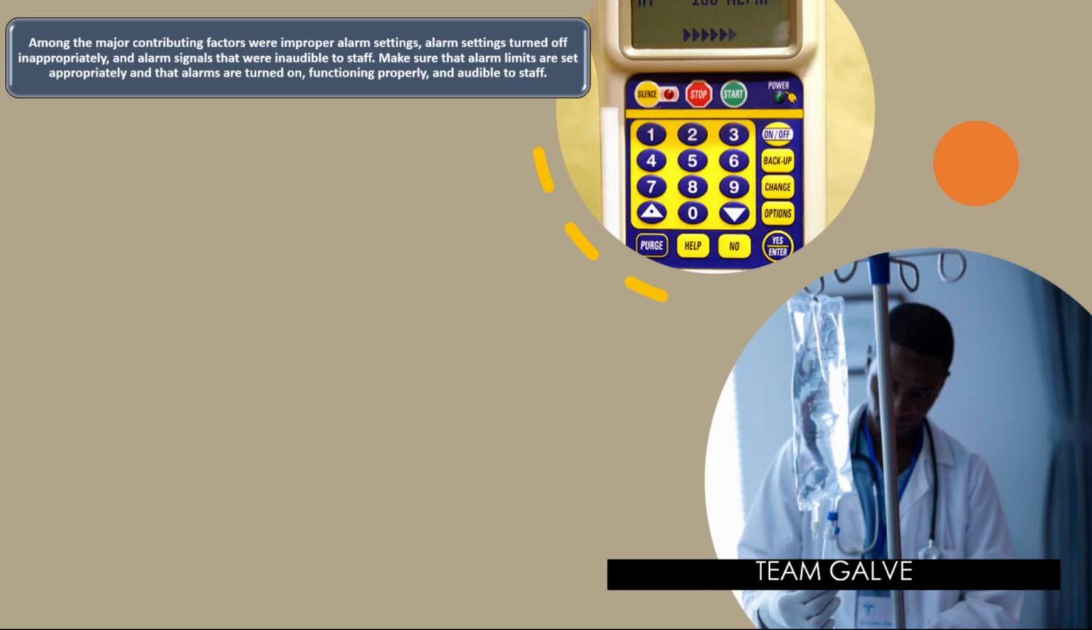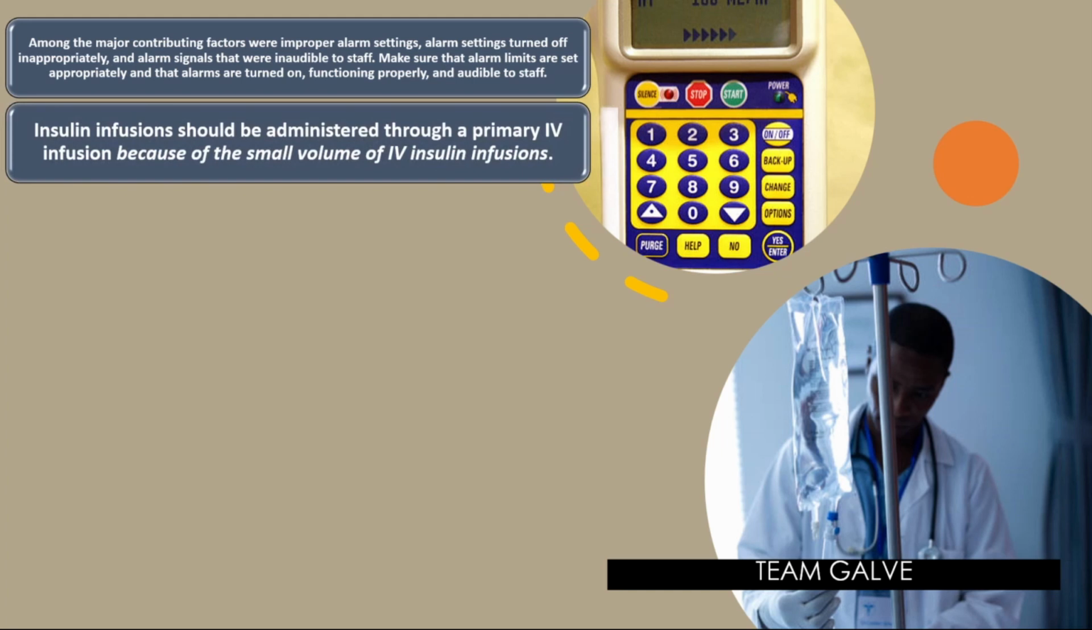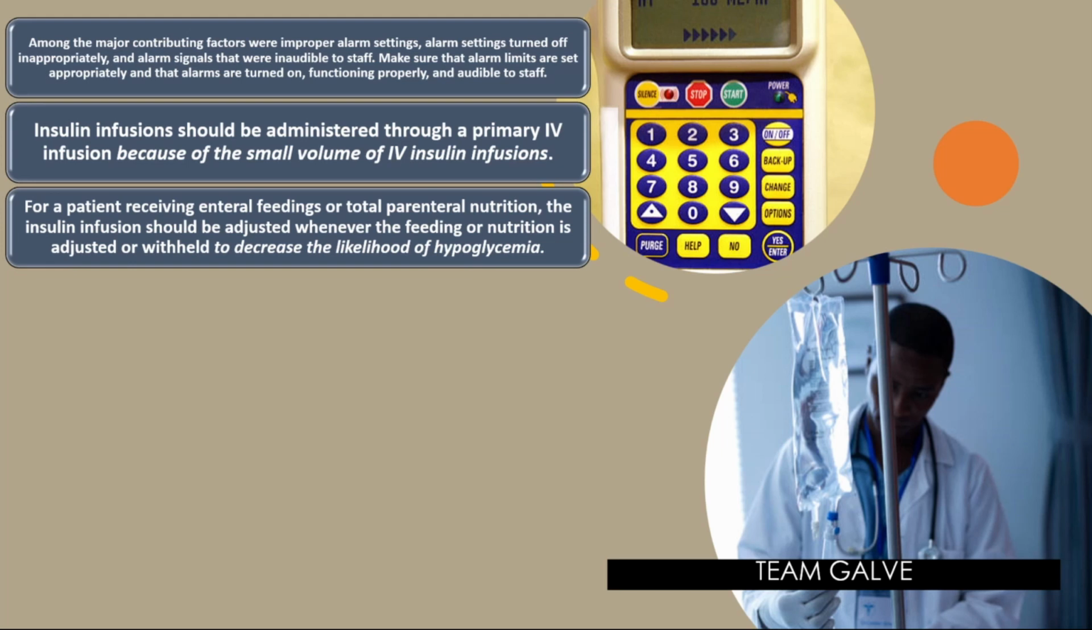Alright, next. Insulin infusion should be administered through the primary IV infusion because of the small volume of IV insulin infusions. For a patient receiving enteral feedings or total parenteral nutrition or TPN, the insulin infusion should be adjusted whenever the feeding or nutrition is adjusted or withheld to decrease the likelihood of hypoglycemia. Typical naman ito, naka-NGT feeding or PEG tube feeding or naka-TPN ang pasyente mo tapos may ongoing Actrapid infusion. Okay? So, nagta-titrate ka doon in between those infusions.